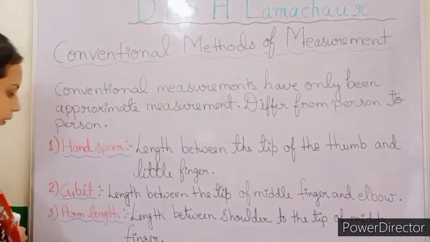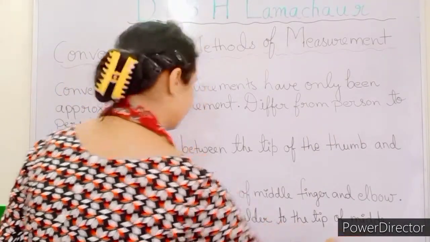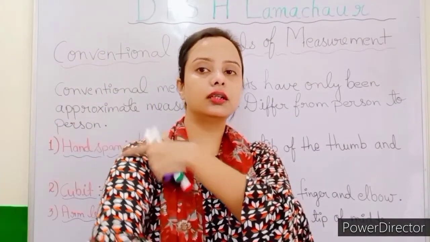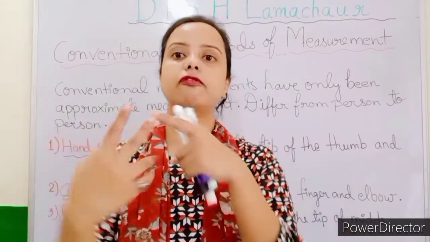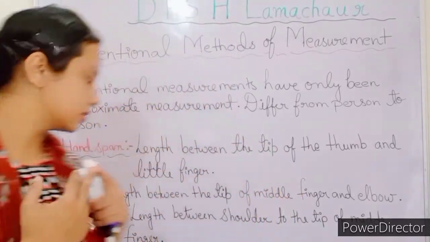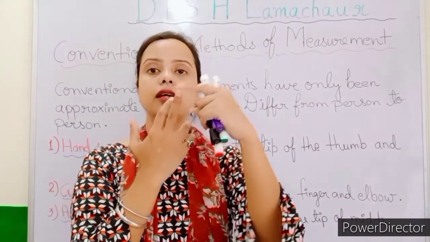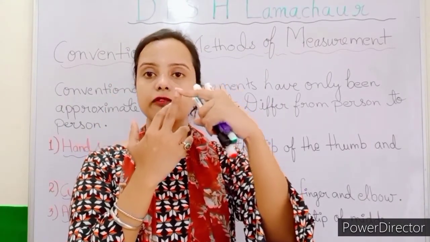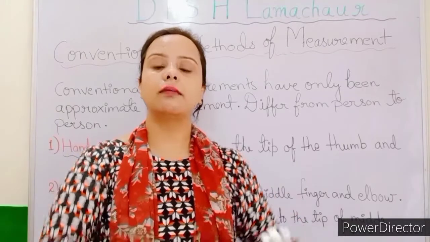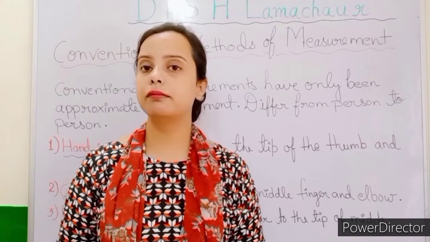Now the third one is the arm length. It is the length between the shoulder and the tip of the middle finger. The distance from your shoulder to the tip of your middle finger is known as the arm length. So the distance from the tip of your middle finger to the shoulder, we call it arm length, and this method is known as the arm length conventional method.